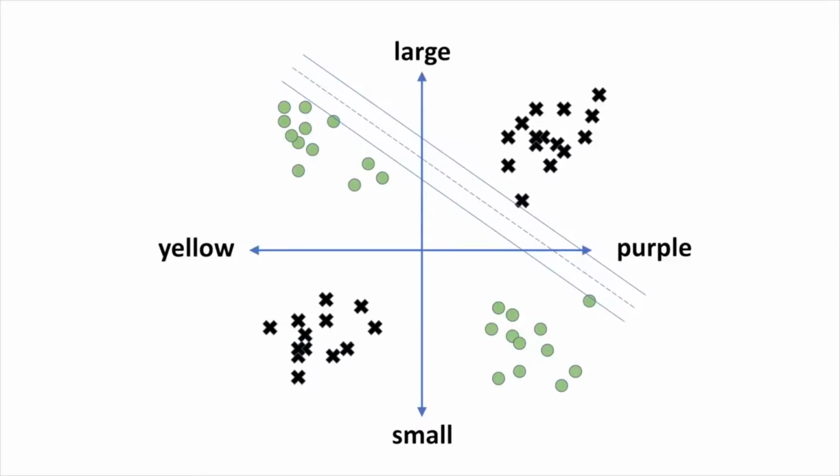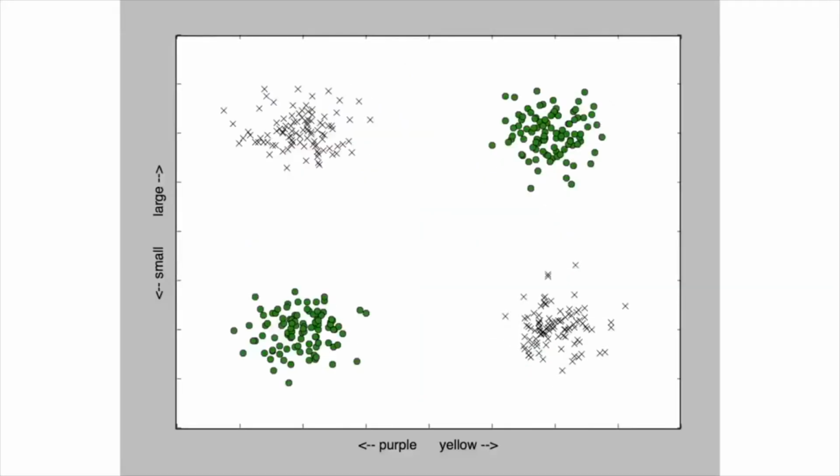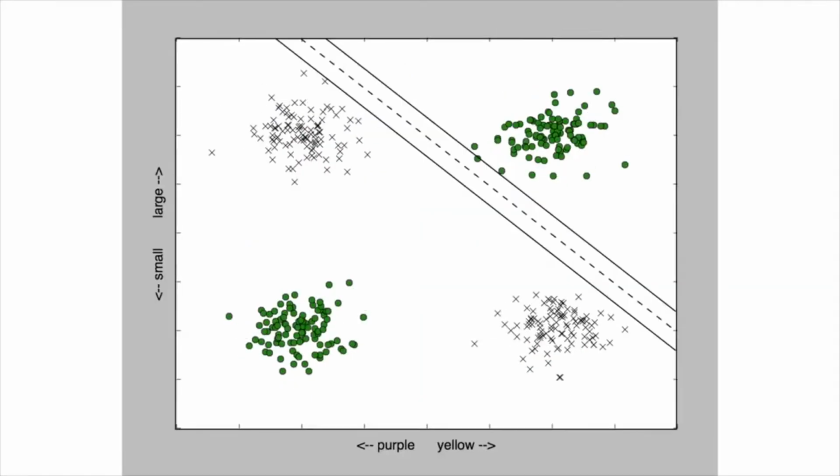So this data is obviously not linearly separable. To help us visualize this, I went and took it into Python and made a different visualization of it. But it's the same thing, green circles and black X's. We'd like to try to separate them. And in this case, we can't with a line.